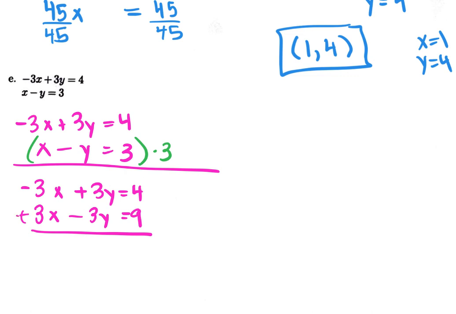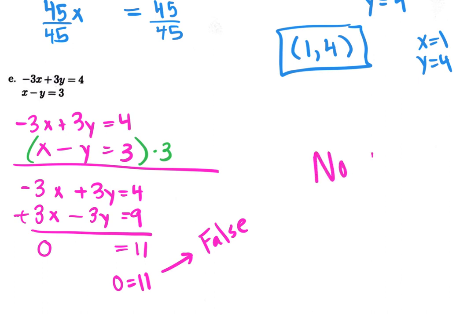And the interesting thing happens here. I add the two equations together. My x's cancel, my y's cancel, and I end up with 0 equals 11. So everything that canceled is 0 equals 11. Well, I have no variables to solve for, so does the equation that they give me at the end become a true or a false statement? Because this is false, we have no solution.